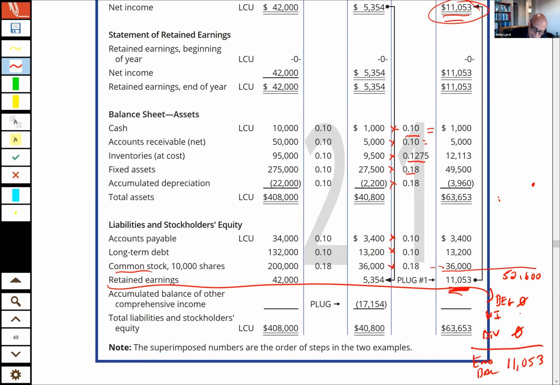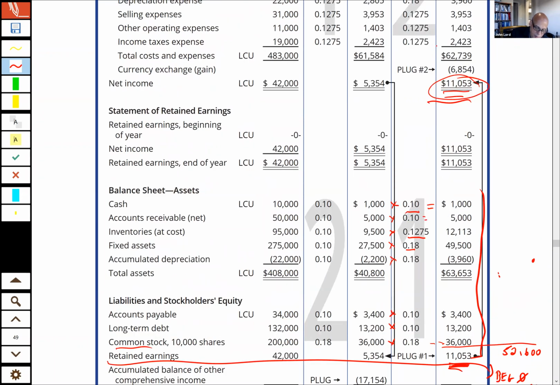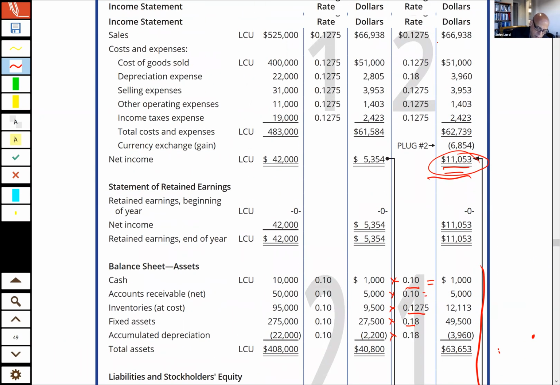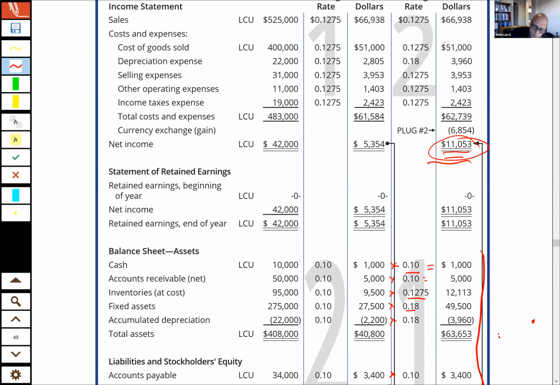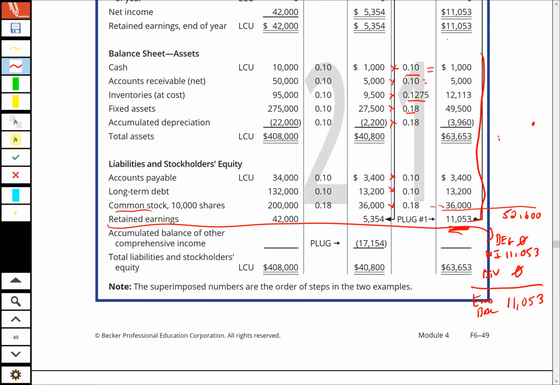So if that's the case, how do I go from a beginning balance of zero, no dividends, to an ending balance of retained earnings of 11,053? That means the net income must be 11,053. And I take that number and plug it into my income statement, saying that the net income was 11,053, right? Yes. Okay, good.